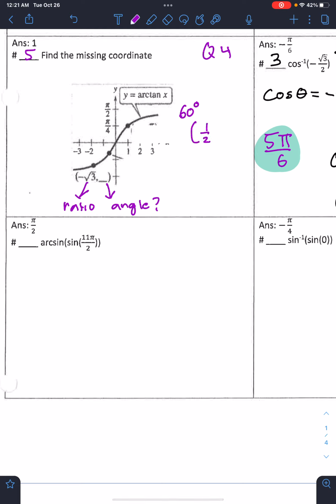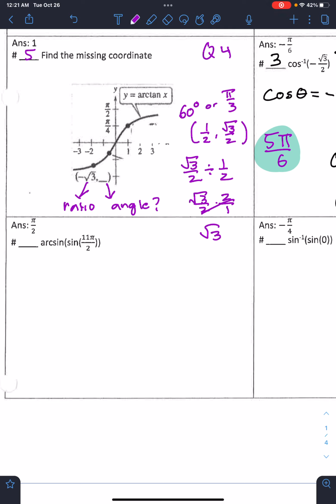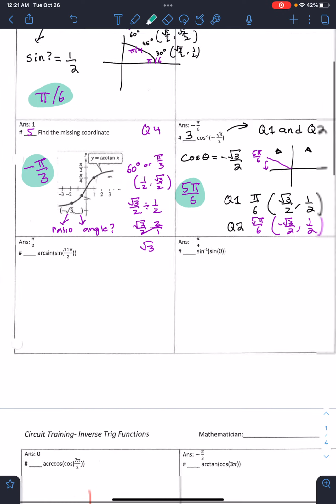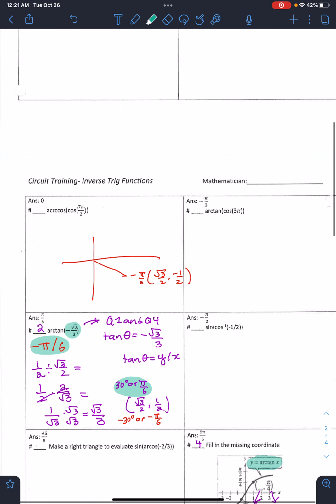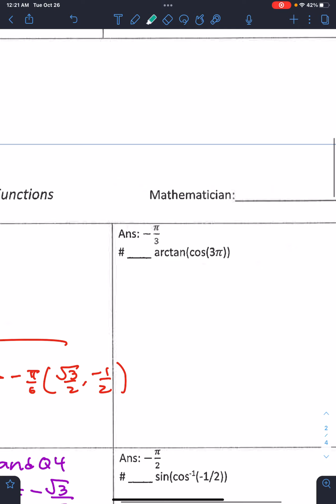So if we're looking at 60, this is the coordinate point, or pi over 3. And do you see that when you do 3 over 2 divided by 1/2, you get the square root of 3. So me knowing that when it's 30 degrees, it's square root of 3 over 3, when it's 60 degrees, it's just square root of 3. So here, I know my answer has to be 60, but since it's a negative, that means it has to be negative 60. So my answer is going to be negative pi over 3, which is right over here. And this is going to be number 6.